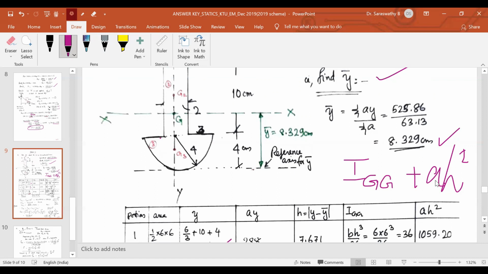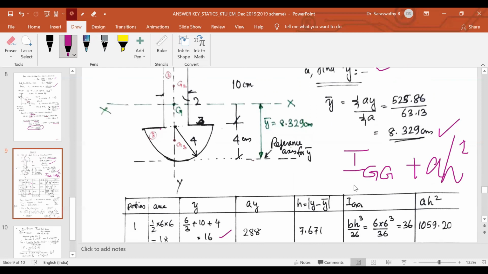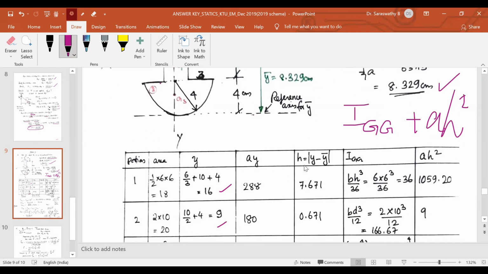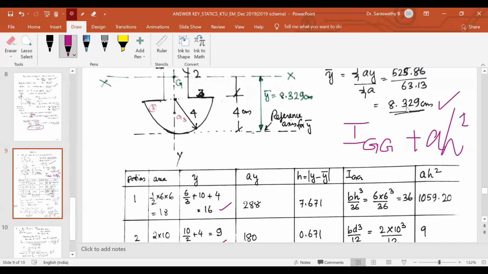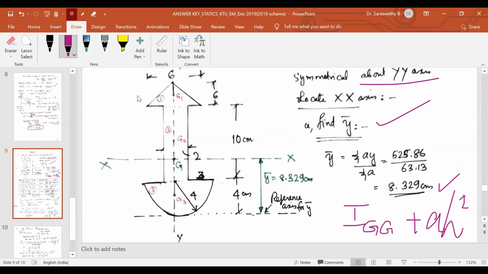A is the area of that figure. H I have defined here, because now we have got y bar 8.329. H is the distance of the center of gravity of that particular figure from the centroid of the composite area. That means if I want H1 for this first triangle, this is the center of gravity of the triangle, and this is the center of gravity of this entire section. So from here, the distance up to this is H1.